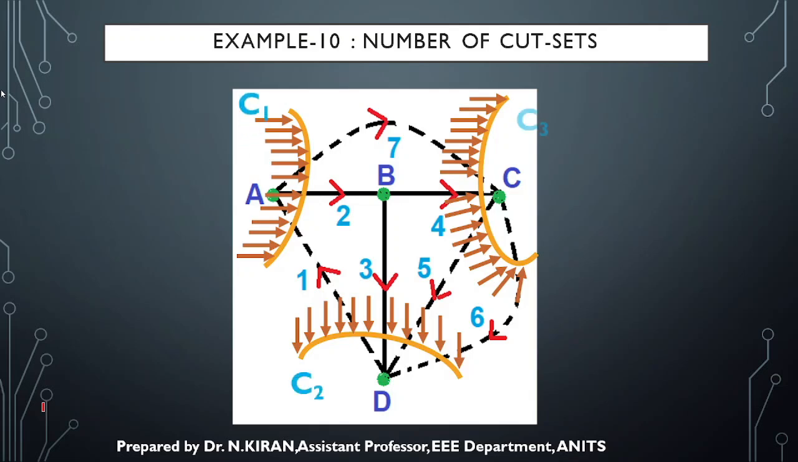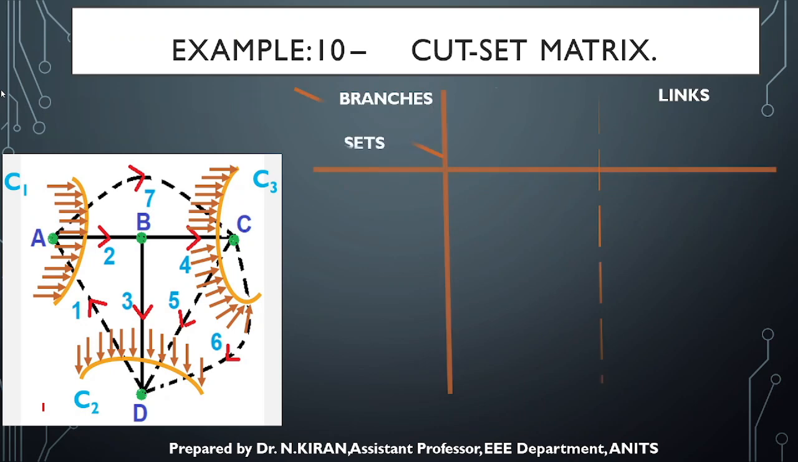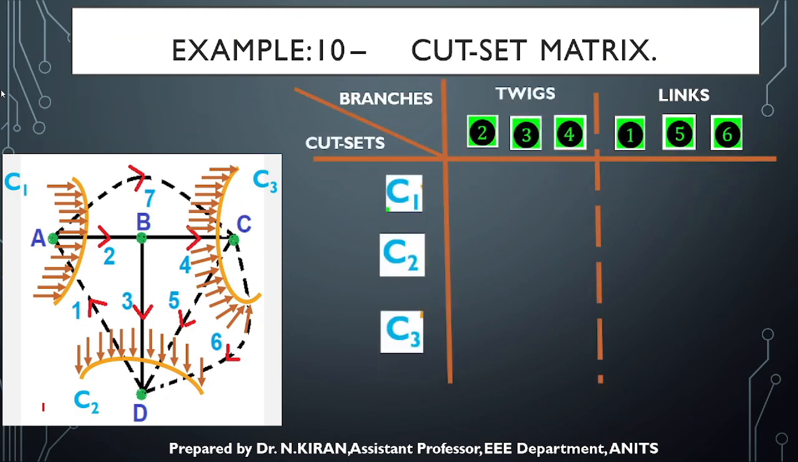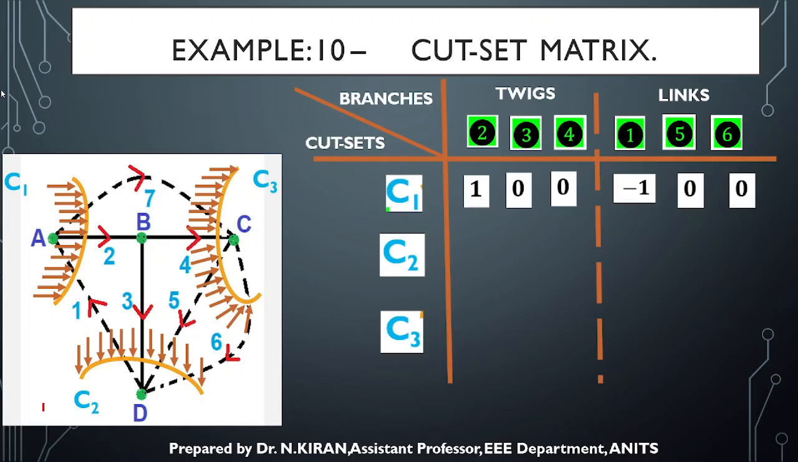So constructing the cut set matrix, assuming C1, C2, C3 as the names of the cut sets, first twigs should be entered, then links. For the first cut set C1, 2 is in the same direction, 1, 3, 4 nowhere related, 0. The first link is in the opposite direction, -1, 5, 6 nowhere related, 0. For cut set C2, 2 is nowhere related, 0, 3 in the same direction, +1, 4 is also not related, 0. The first link is in the opposite direction, -1, 5 is in the same direction, 6 is also in the same direction, so both are +1.